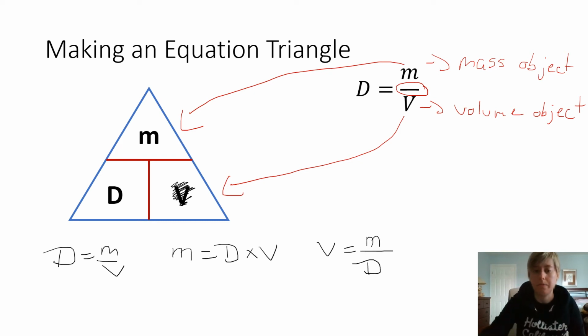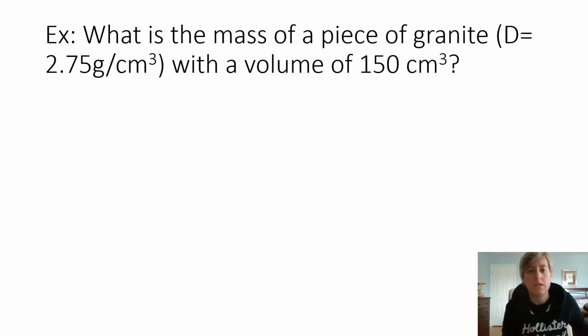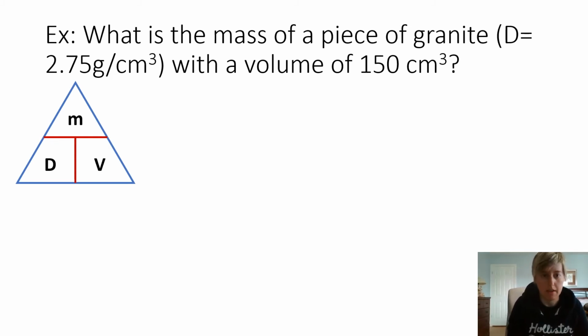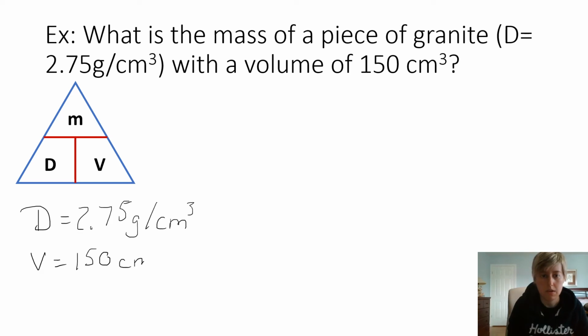Our first question is the following. What is the mass of a piece of granite whose density is 2.75 grams per centimeters cubed with a volume of 150 centimeters cubed? First thing I'm going to do, take out my density triangle. Now I'm going to write down what variables I have. I have density is equal to 2.75 grams per centimeters cubed. I have volume is equal to 150 centimeters cubed.